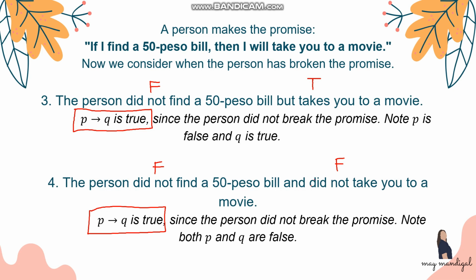So the only time that our implication or the conditional proposition will be false is when the antecedent is true and the consequent is false. Otherwise, everything will be true.